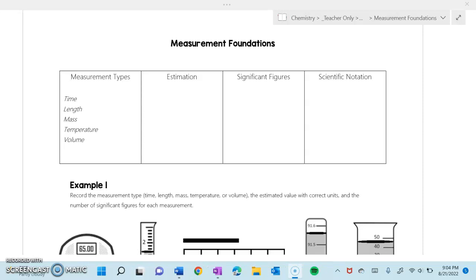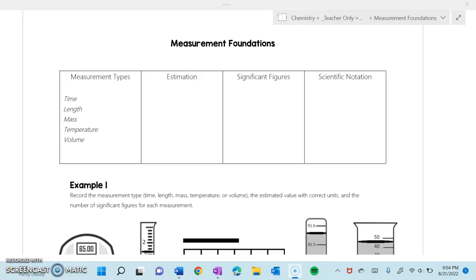All right, let's jump into week 2 measurement foundations, starting with our measurement types. So we talked last week about base units and that they're the labels given to different types of measurements. So now we're just going to define these different types of measurements with a single word. So for each one, we're going to define what does it measure.